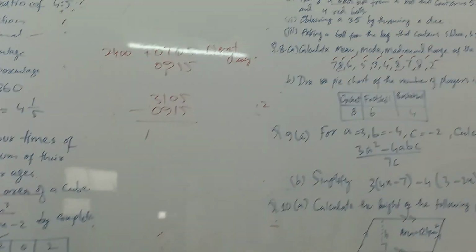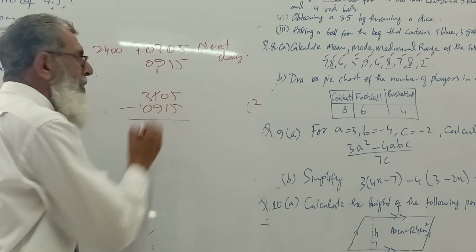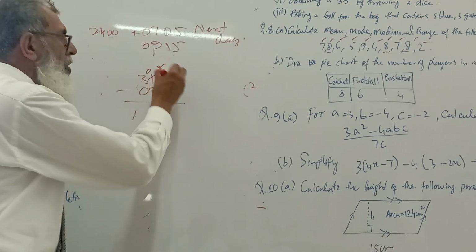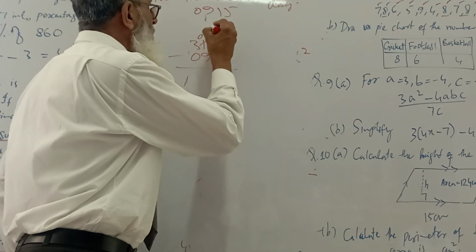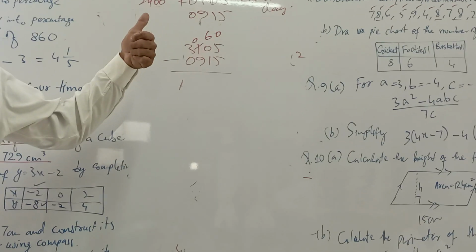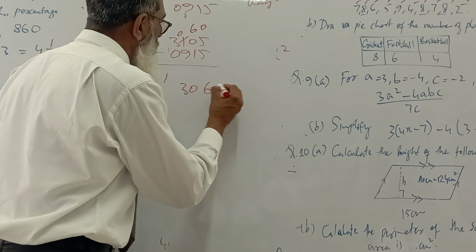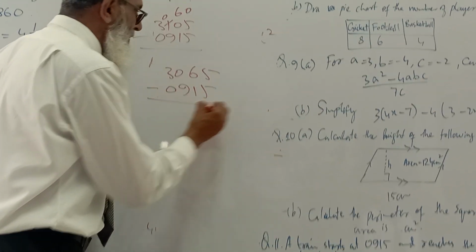Now we are going to subtract, but 05 minus 15 is not possible. We will carry 1 from here. It becomes 0 and becomes 1, but it's wrong, because whenever we take 1 hour, on the minute side it becomes 60. You know that, because 1 hour is equal to 60 minutes. So it becomes 30 and 65, and 0915 will be subtracted now.